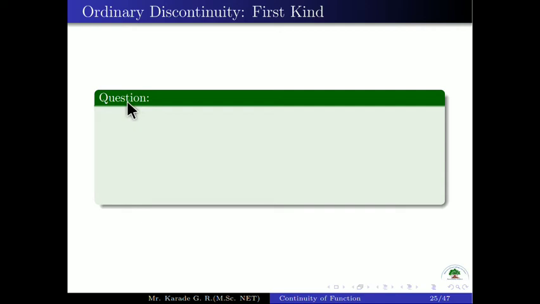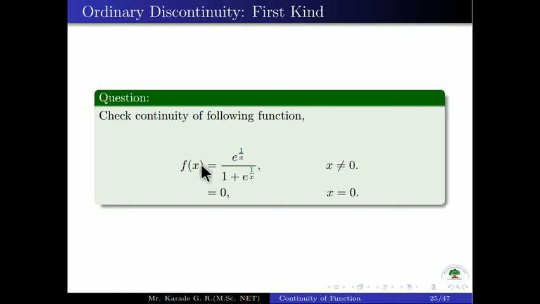So let us take one example on an ordinary discontinuous function of first kind. Let us write the question. Check the continuity of the following function. The function is given as f(x) equals e raised to the power 1 upon x divided by 1 plus e raised to the power 1 upon x, when x is not equal to 0, and the function has value 0 when x is equal to 0.